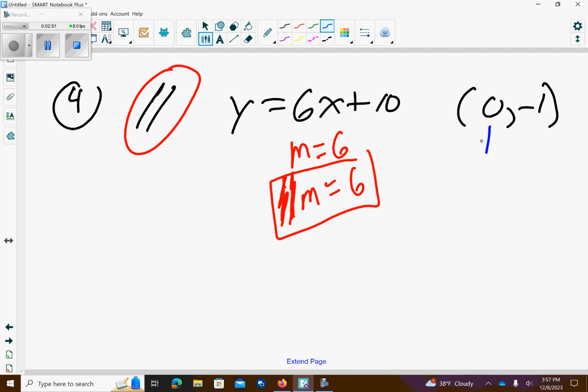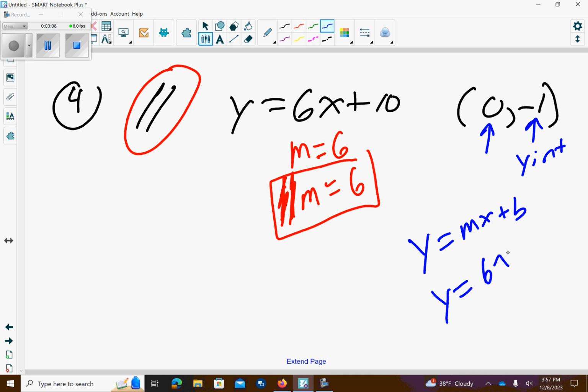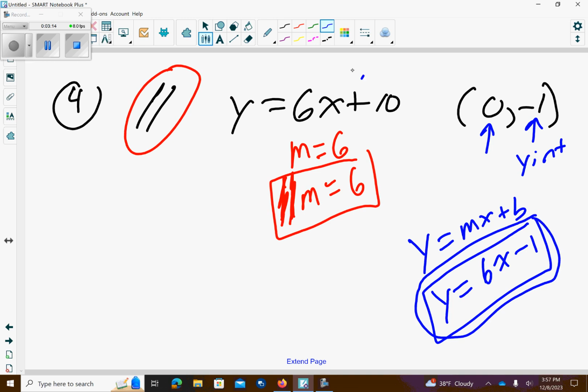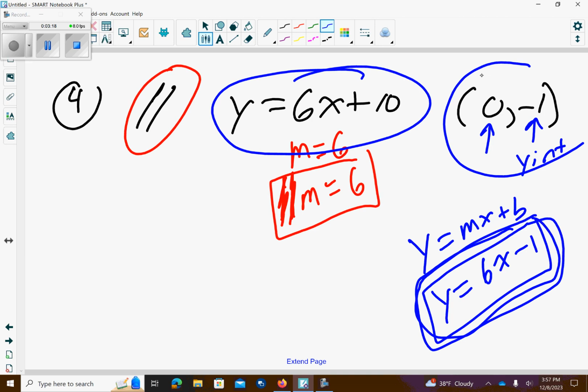Okay, what did I say on the last problem? If x is 0, then this becomes our y-intercept. Oh, cool. We can just go ahead and do this. So y equals mx plus b. That's what we're going to plug into. We know the parallel slope is 6. The b value is -1. That's our equation. This equation is parallel to this equation, and this equation also contains this point.